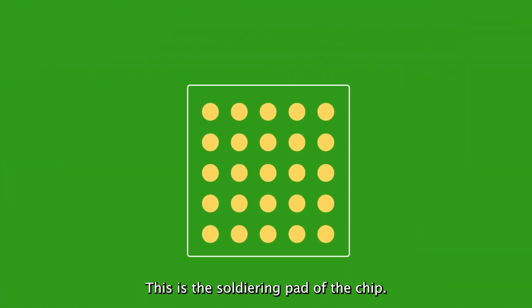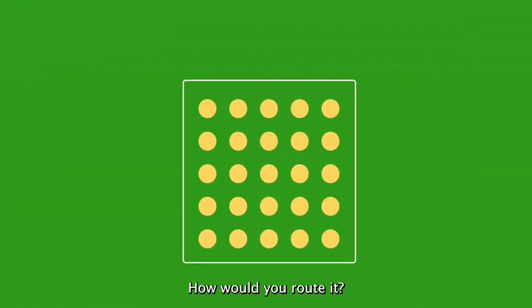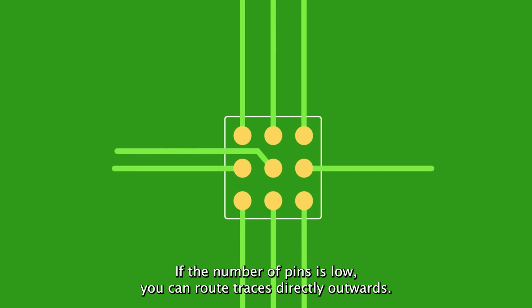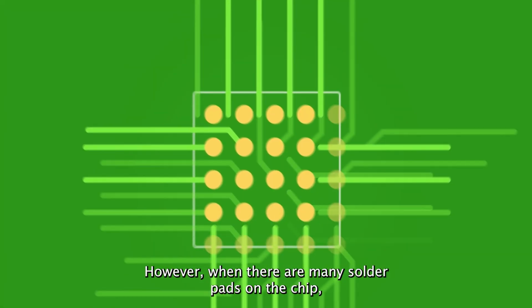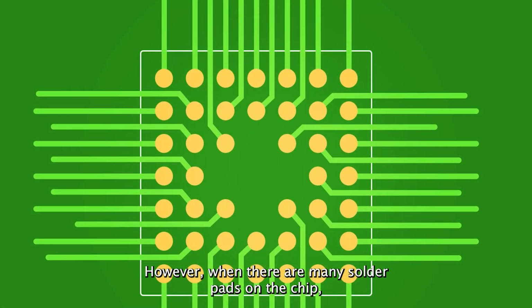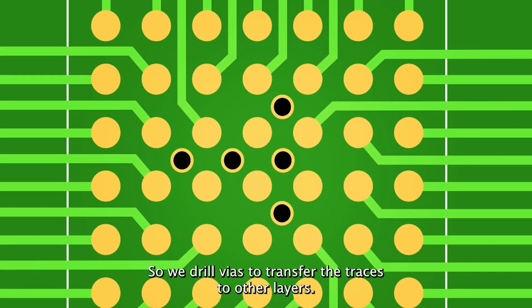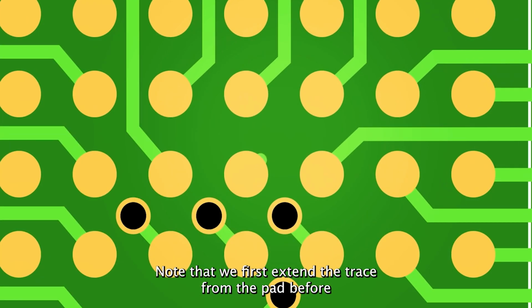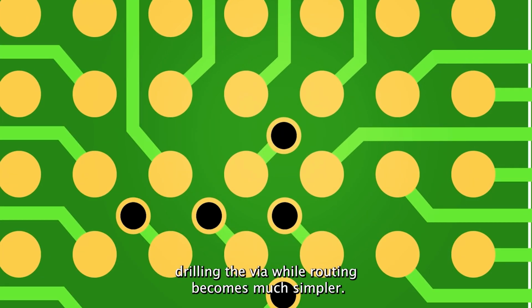This is the soldering path of the chip. How would you route it? If the number of pins is low, you can route traces directly outwards. However, when there are many solder pads on the chip, it becomes difficult to do the fan-out. So we drill vias to transfer the traces to other layers. Note that we first extend a trace from the pad before drilling the via.